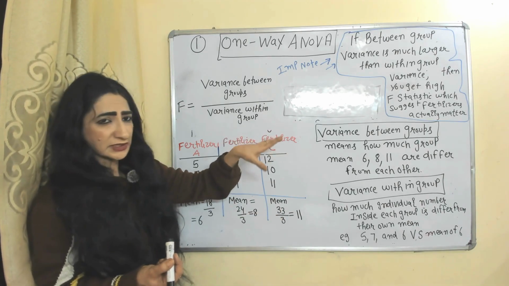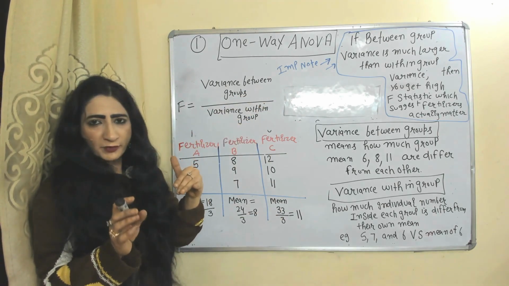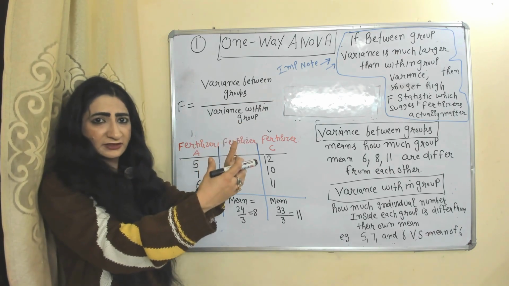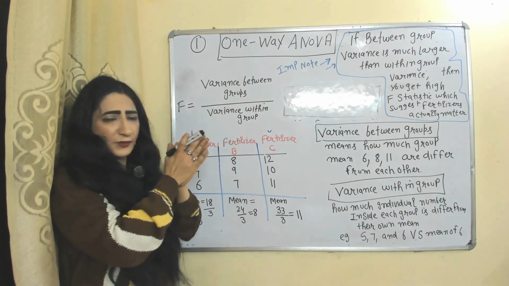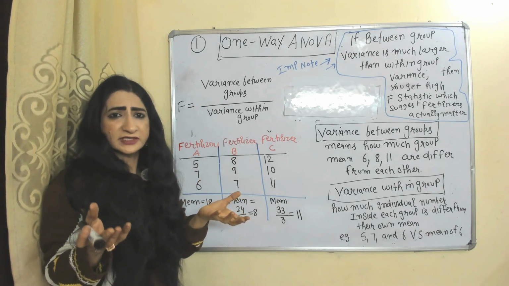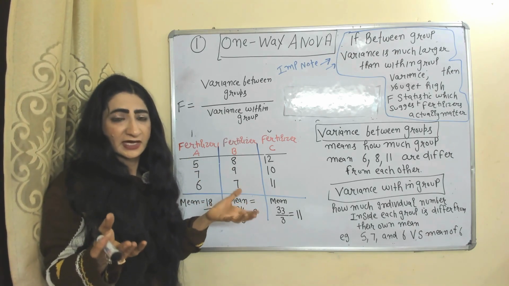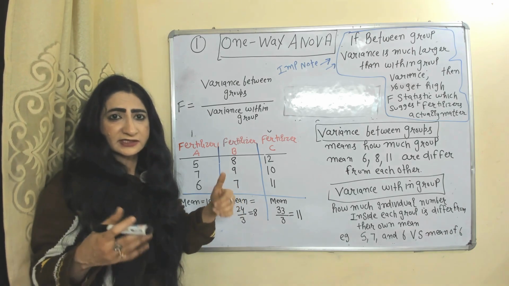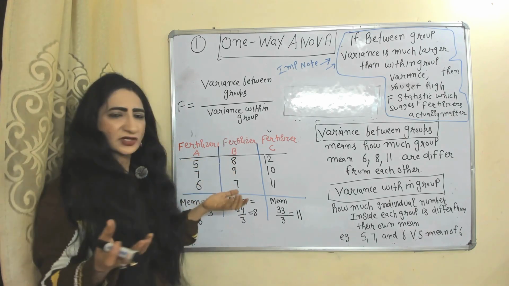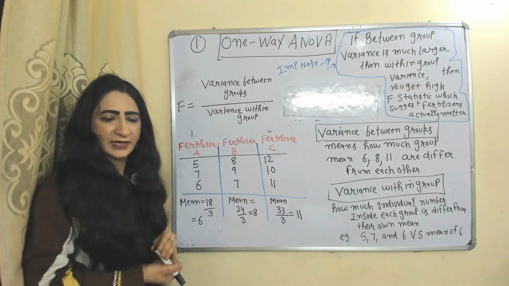And the most important thing, if between group variance is much larger as compared to within group variance, then you will receive a high F statistic. And a high F statistic suggests fertilizer actually matters for the growth of a plant.